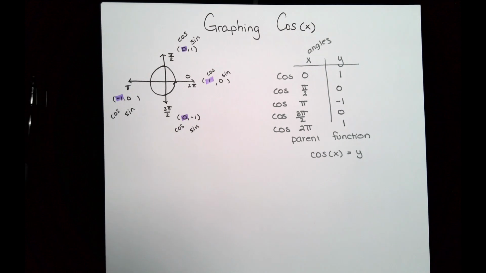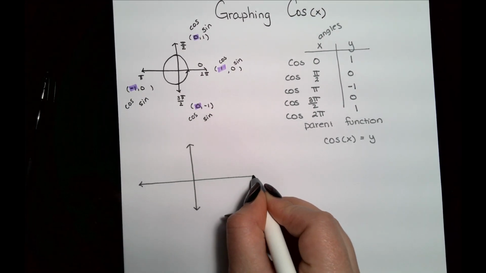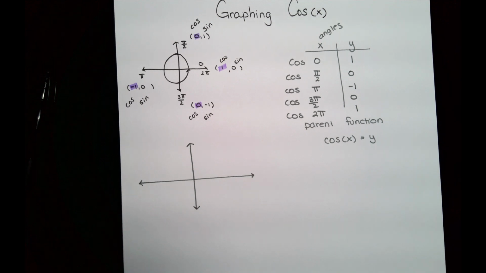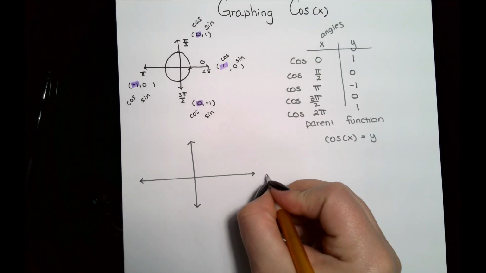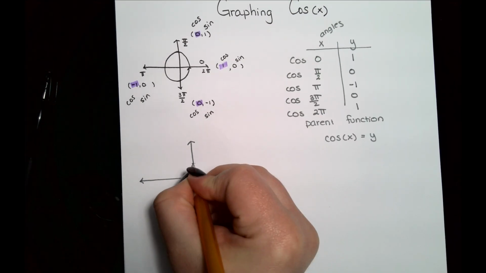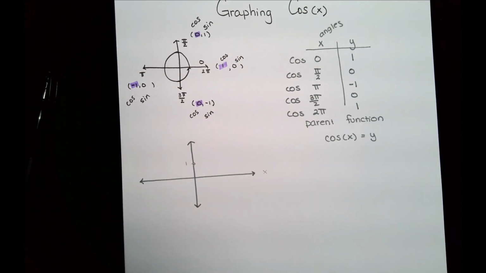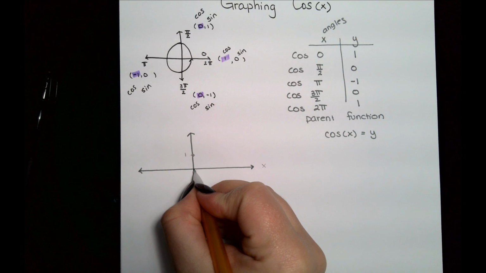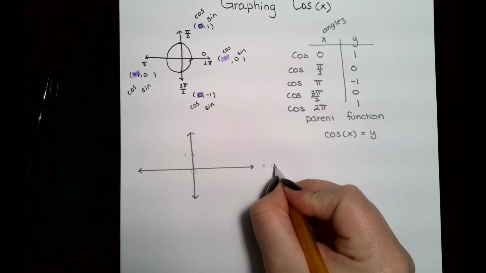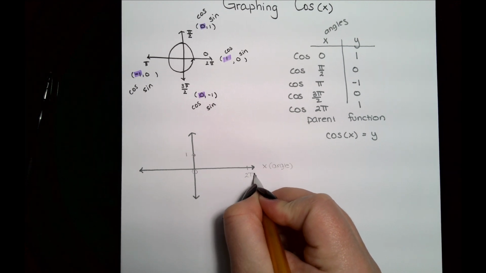So if we were to graph that in a regular x and y Cartesian plane, we start out with 0 and go up to 1. Then we have pi halves. Now the way that I graph sine and cosine, tangent I do a little bit different, but sine and cosine is I start with no cycle, then a full cycle. So here is 0. These are our angles. And here's my full cycle of 2 pi.